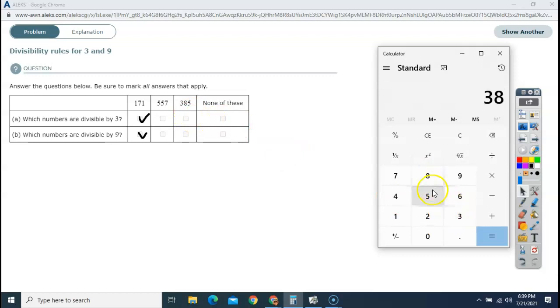385. 385 divided by 9. Nope. 385 divided by 3. Well, we should have known it wasn't going to work. So the only one that is divisible by 3 and 9 is 171. And that's the way you handle that.